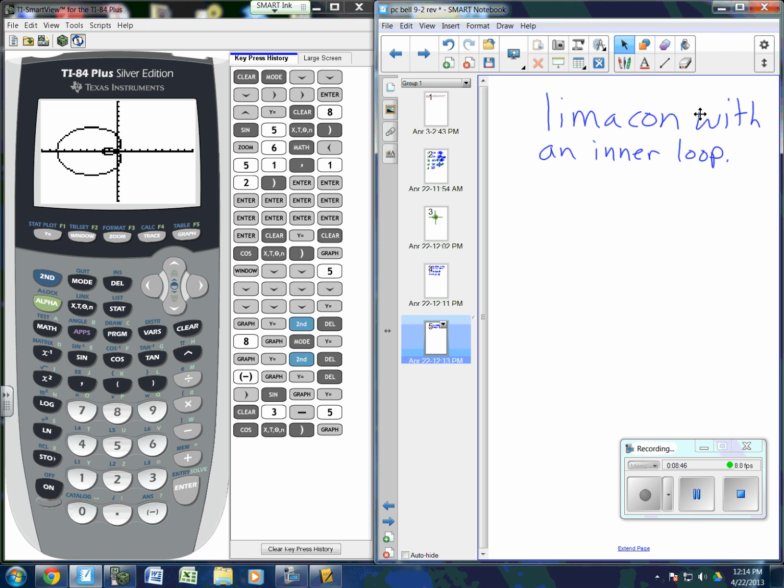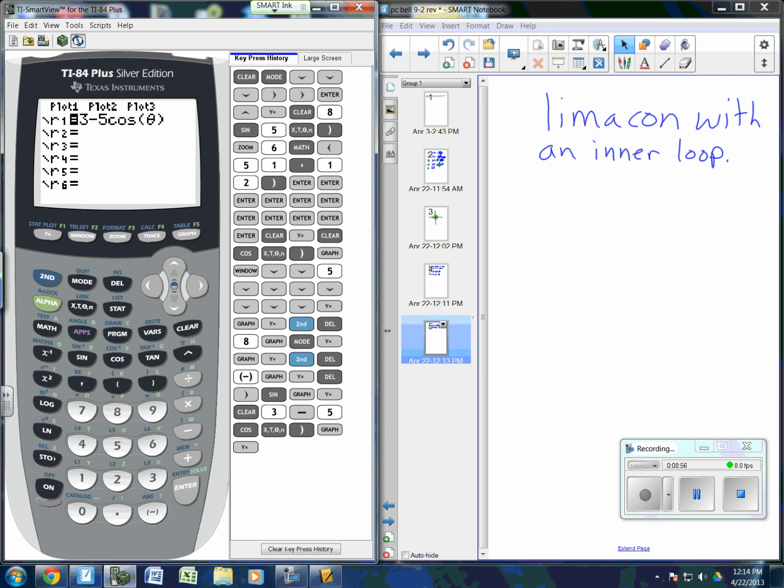Okay? We're going to do spirals in a little bit. We're working our way to them. Okay, Y equals right here, 3 minus 5 cosine of theta. That's an example. How do you think I could get that to be on the positive x-axis instead of the negative x-axis? Try it. See if it works. I want to change this over to the right side so it's on the positive x-axis instead of the negative x-axis.